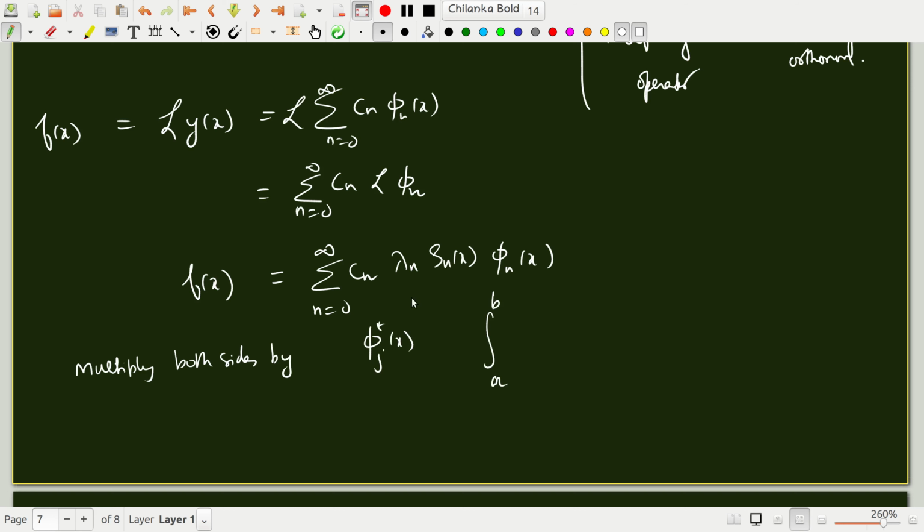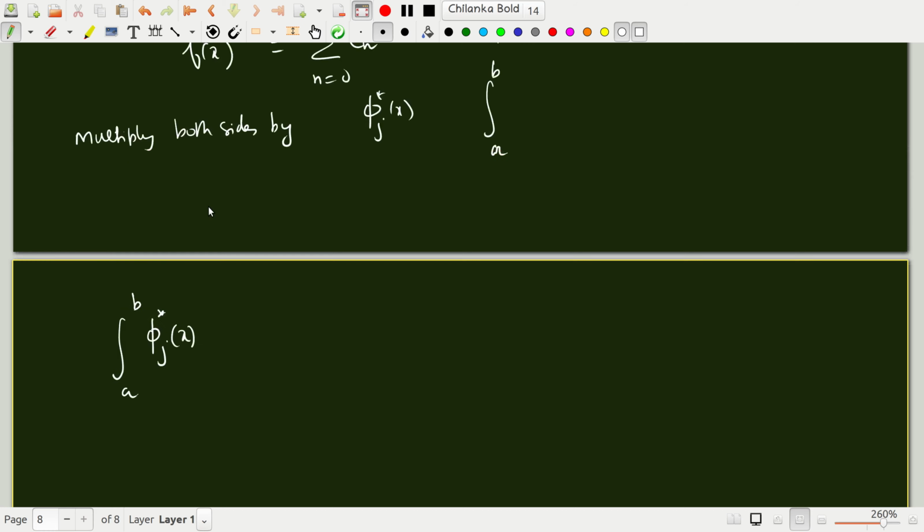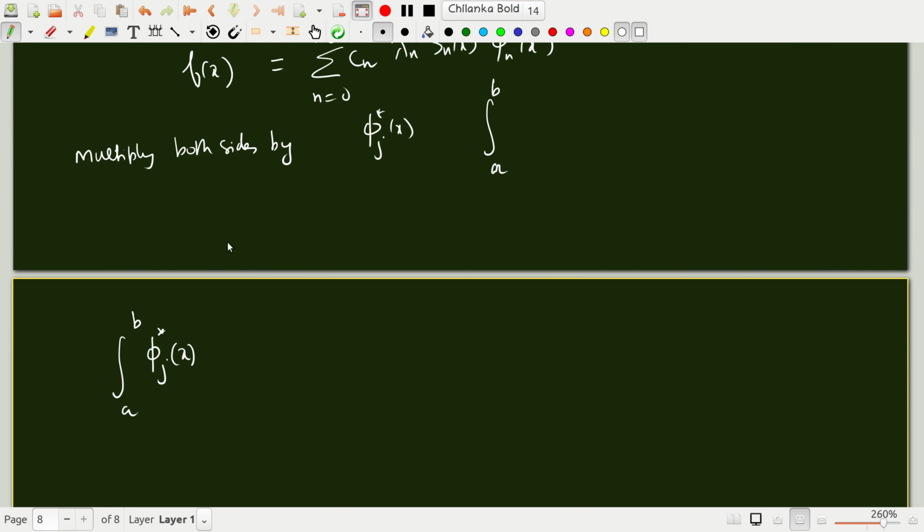Okay, so in the previous step, which I erased now, I had inadvertently multiplied by rho n on the left side. That is not necessary. So all you have to do is say that the integral from a to b of phi j star of x f of x dx is nothing but the summation n equal to 0 to infinity, Cn integral a to b.